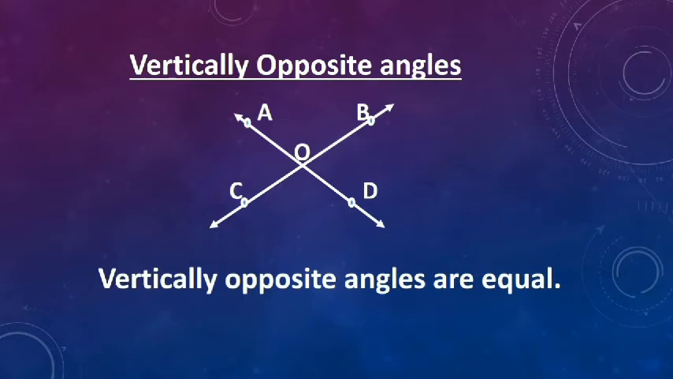The property of vertically opposite angles is that vertically opposite angles are always equal in their measurement. Therefore, angle AOB is equal to angle COD and angle AOC is equal to angle BOD.